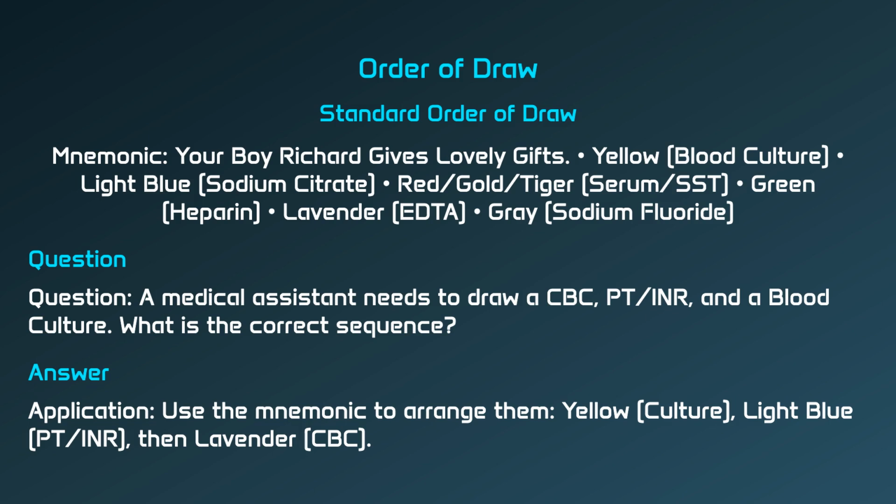Yellow, blood culture; light blue, sodium citrate; red, gold, tiger, serum, SST; green, heparin; lavender, EDTA; gray, sodium fluoride. Question: a medical assistant needs to draw a CBC, PT/INR, and a blood culture. What is the correct sequence? Answer. Application. Use the mnemonic to arrange them. Yellow culture, light blue, PT/INR, then lavender, CBC.